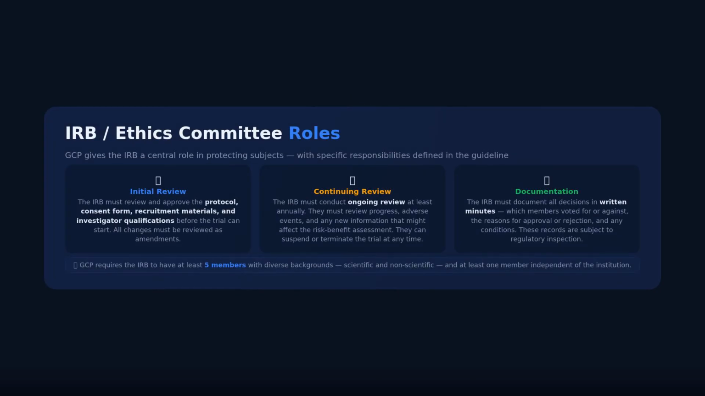IRB responsibilities under GCP. The IRB must review and approve the protocol, consent form, and recruitment materials before the trial starts. They conduct ongoing review at least annually. They can suspend or terminate the trial at any time. All decisions must be documented in written minutes showing how each member voted.